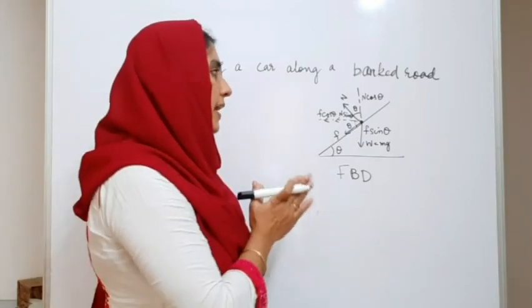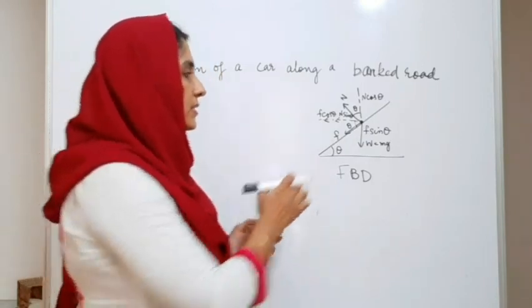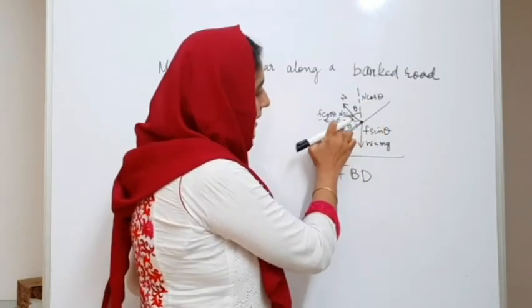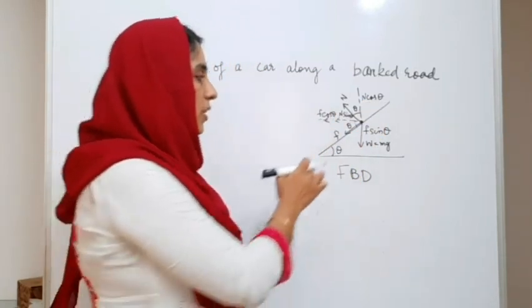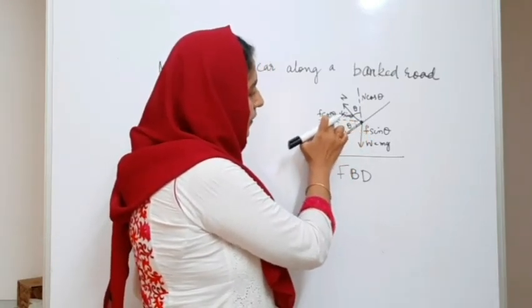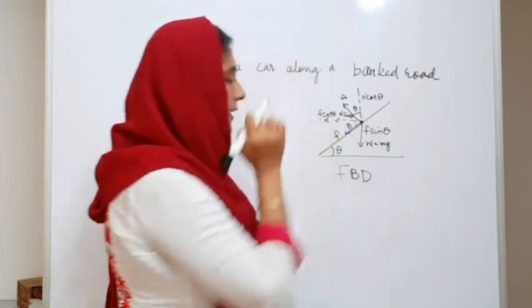Now let us resolve N and F in two different directions. If this is theta, then this should be N cos theta and this should be N sin theta. What about resolving the frictional force F? As this is theta, then this should be F cos theta and this is F sin theta.